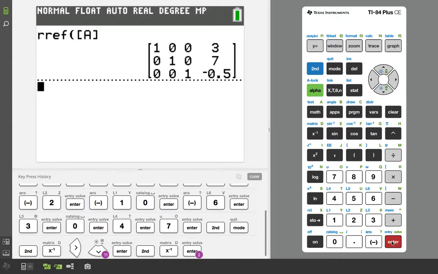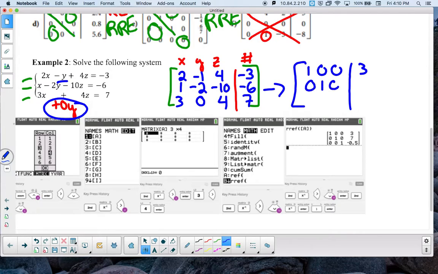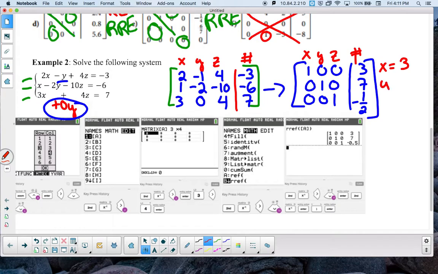So this is our reduced row echelon form. So go ahead and write that on your paper. So this reduces to 1, 0, 0, 3, 0, 1, 0, 7, 0, 0, 1, -1/2. So again, we want to remember that our columns represent x, y, z, and the number. And so what this means is that now we know that x equals 3, y equals 7, and z equals -1/2. And so in my math lab, it will want you to write this as a point. So this would be (3, 7, -1/2).